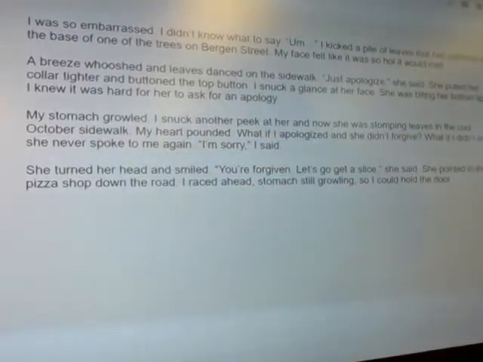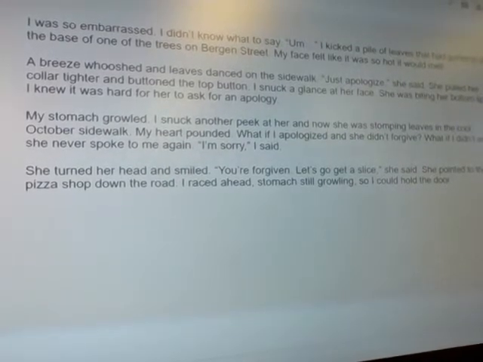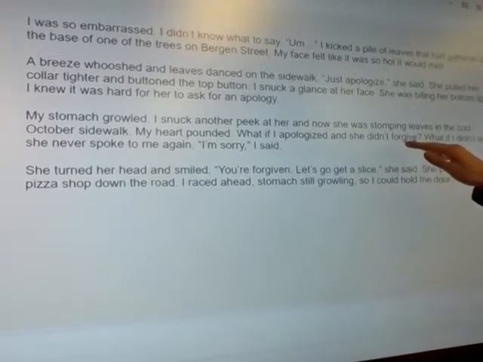My stomach growled. I snuck another peek at her, and now she was stomping leaves on the cool October sidewalk. My heart pounded. What if I apologized and she didn't forgive me?